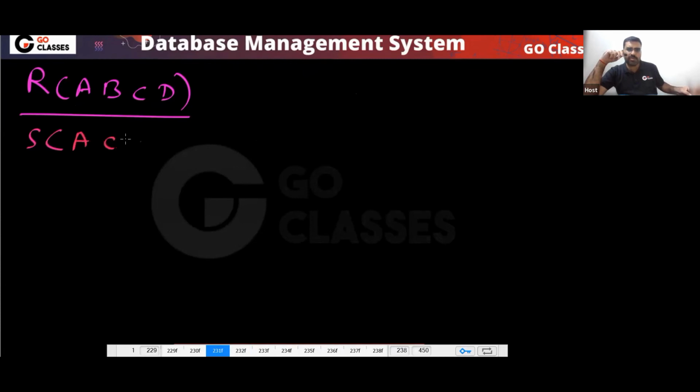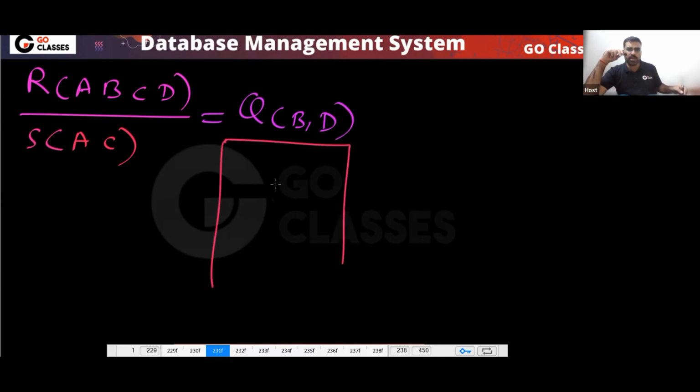For example, let's assume you have AC. In this situation, your output will have BD. Your output will have BD. This is the general situation. So here you will have those values BD.